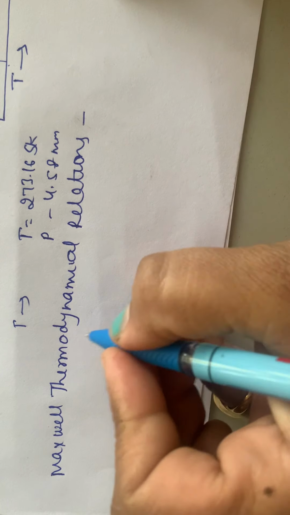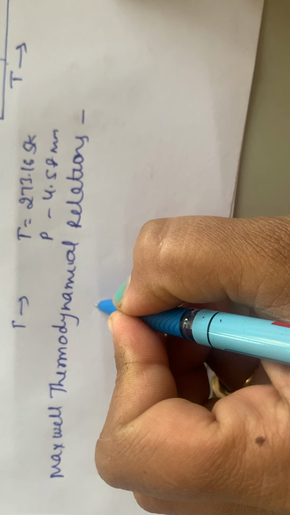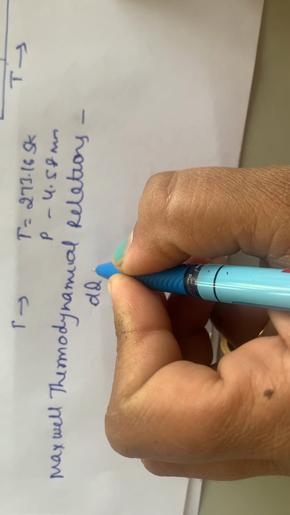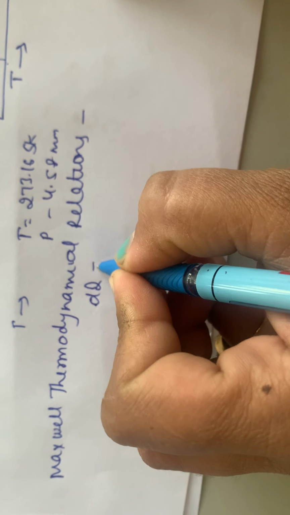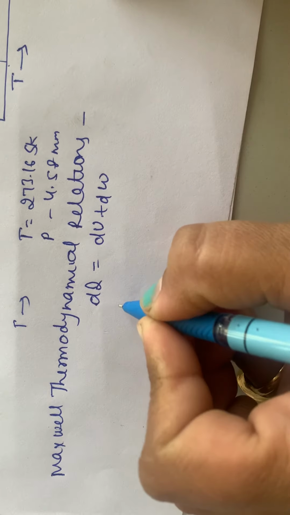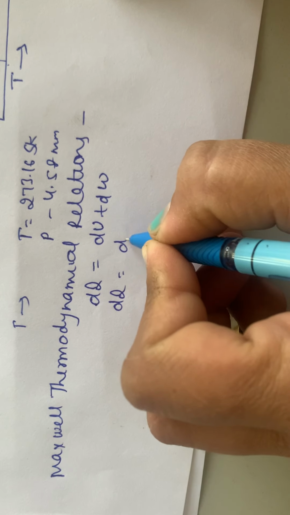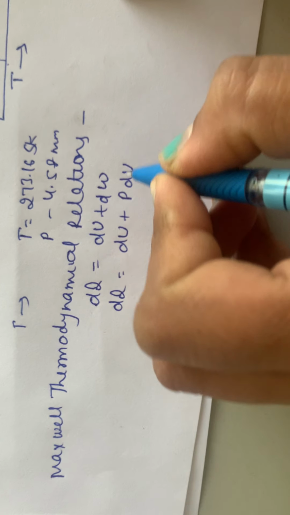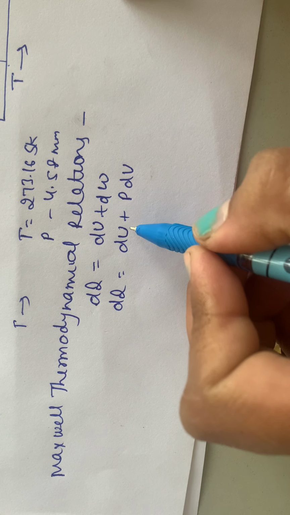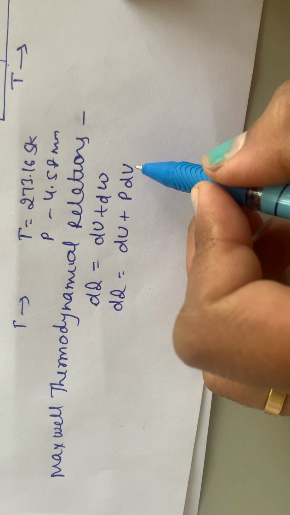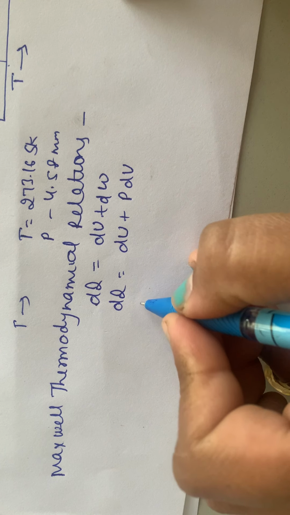From the first law of thermodynamics, we know dQ is a small amount of heat absorbed by a thermodynamic system. dQ equals dU plus dW. If we put the value of dW equals P dV, where dU is a small increase in internal energy and dV a small increase in volume at pressure P.